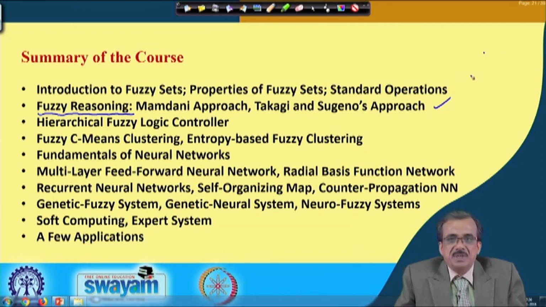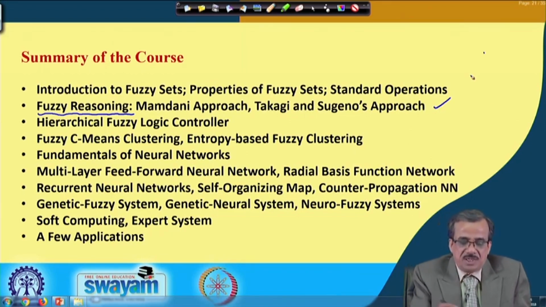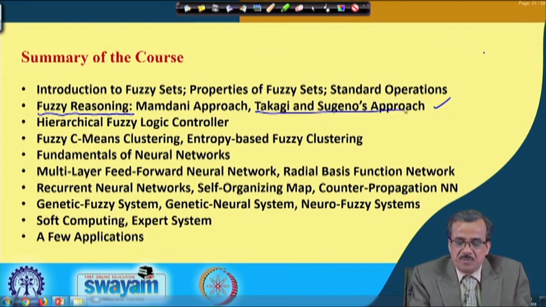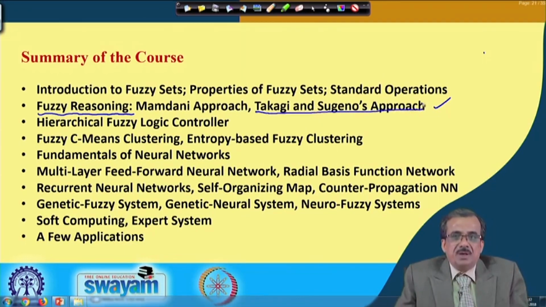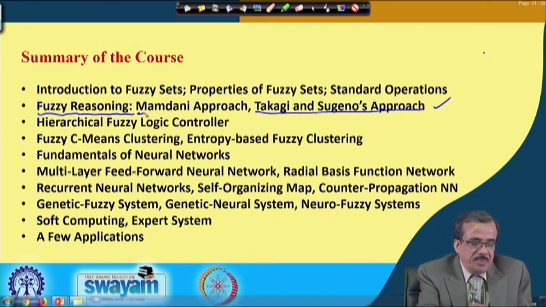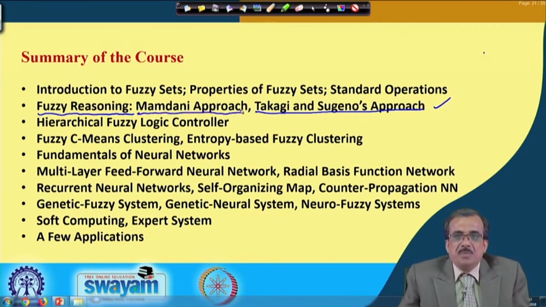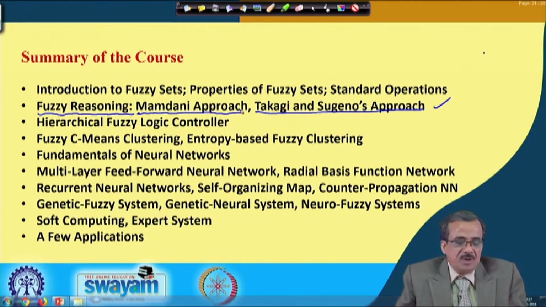One is called the precise fuzzy reasoning tool, another is called linguistic fuzzy reasoning tool. Now, in precise fuzzy reasoning tool, we get more accuracy, but less interpretability, that is nothing but Takagi and Sugeno's approach. Now, in the linguistic fuzzy model, so that is the Mamdani approach, we may not get so much accuracy, but its interpretability or the readability is high.